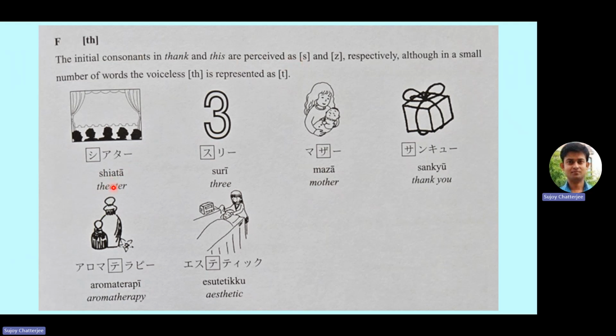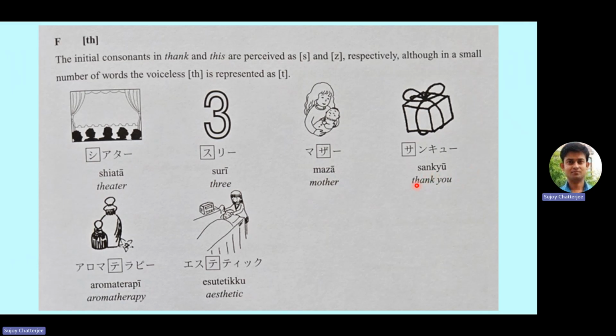Now if it is the, there is no si sound. It's shi, because sa, shi, su, se, so. So we do not have anything like si, so we have to write shi. So theater will be shiata. Then three will be suri, because again th becomes the sa sound. Mother, maza, because the th sound will be za because of this rule. Then thank you will be sankyuu.